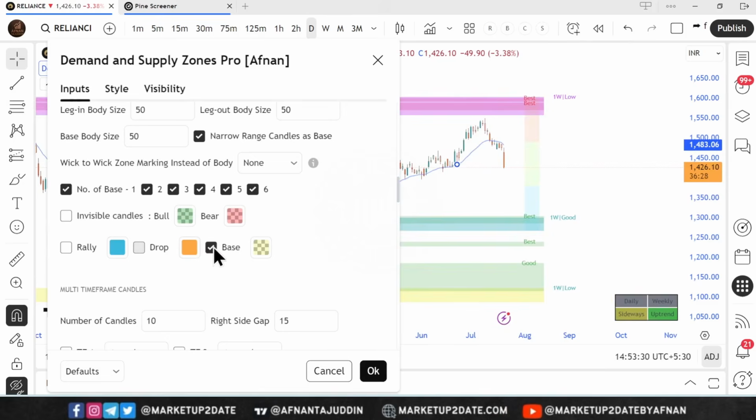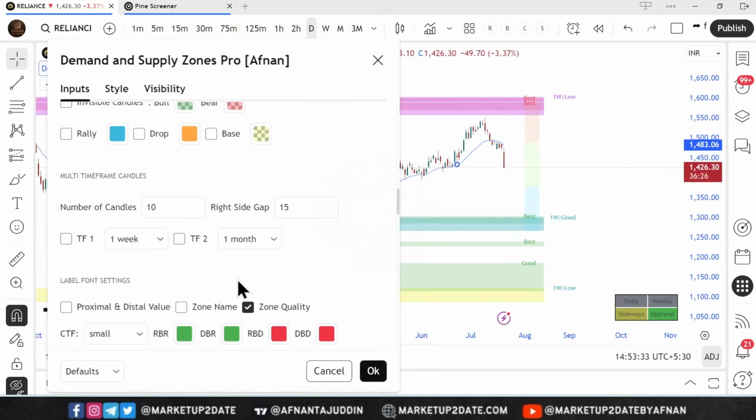Now let us look at the features that add extra layers of analysis and visual confirmation to your chart, turning it from a simple chart into an analytical dashboard. Multi-time frame candles. This is a fantastic utility.